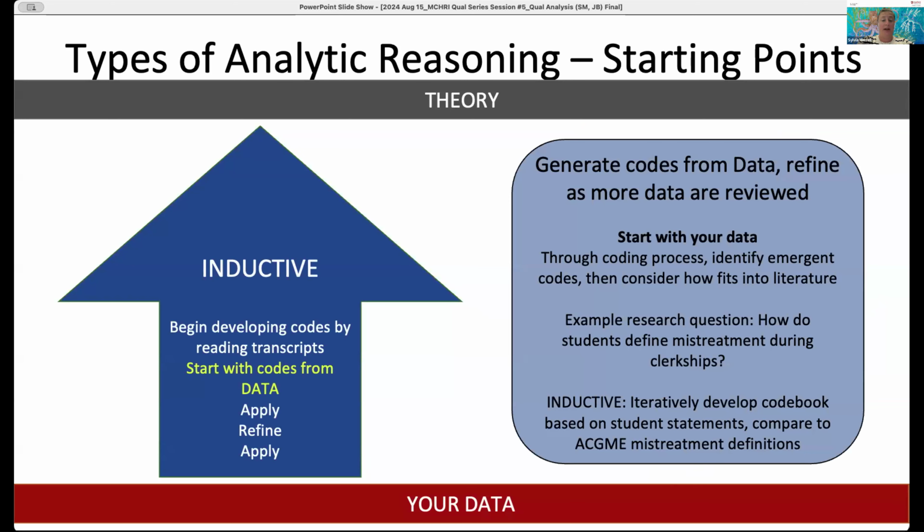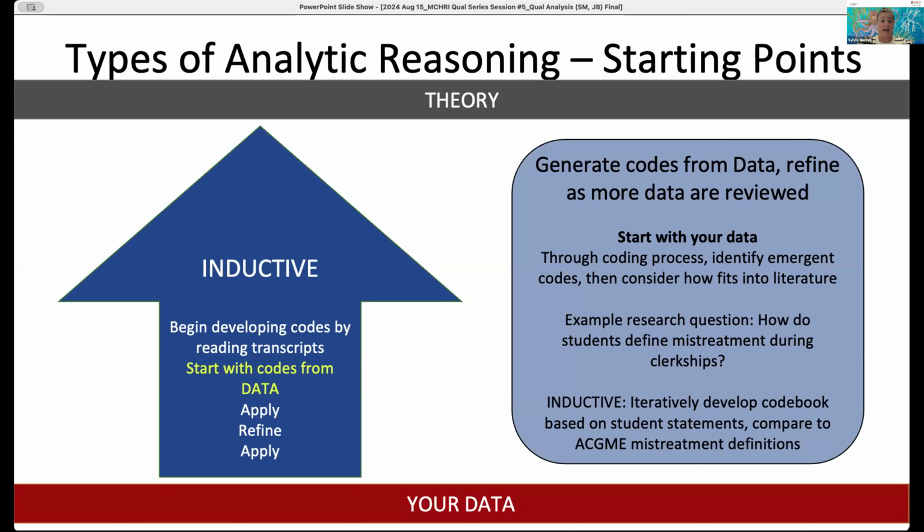Inductive specifically begins with developing your codes by reading the transcript. So it's an inductive process. It really incorporates your data itself. You apply codes as they emerge and they start to crystallize in you or your co-researchers' thinking about your data set. You might refine some of these codes and then reapply them, and you start building from your data up. So the inductive approach is generating codes from the data, and then you continuously refine as you have a more systematically developed and stable code book.